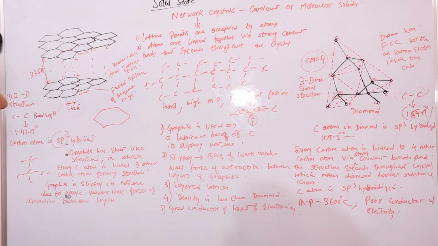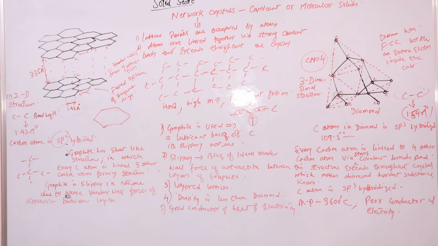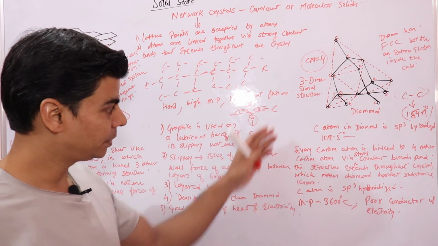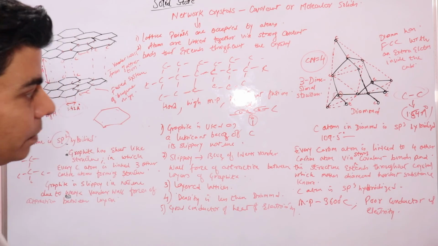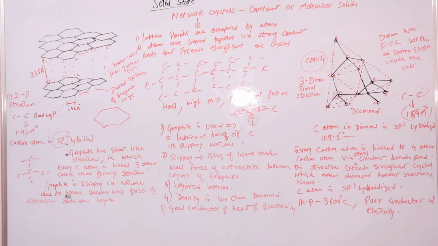So all the points are almost covered, and these structures are important. Please go through this one and the previous lecture, because this is part of the previous lecture only, so make sure you go through the previous lecture on structure of diamond and graphite.